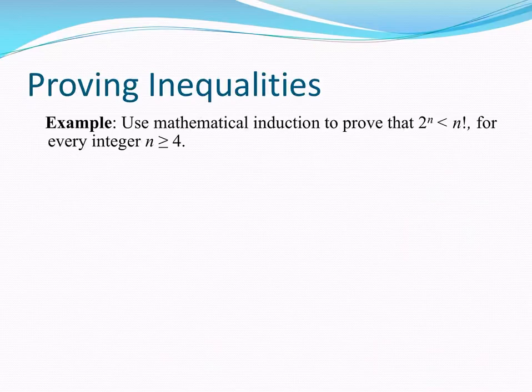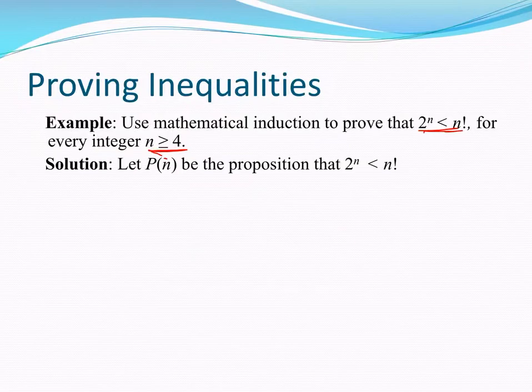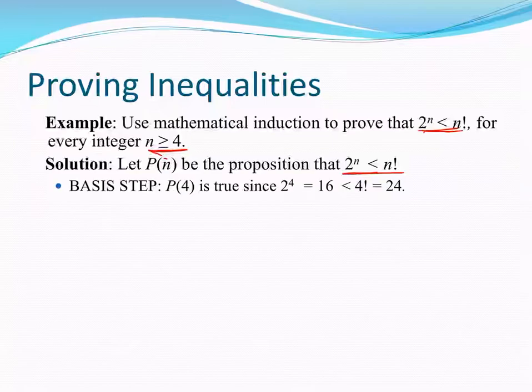Here's an inequality that will not start at the basis of n equal 1, but at n equal 4. That is, 2 to the n is less than n factorial for n greater than or equal to 4. So P(n) is the proposition 2 to the n is less than n factorial. The basis step will be starting at 4, and that's true since 2 to the 4th is 16, 4 factorial is 24, so the basis case is proved.